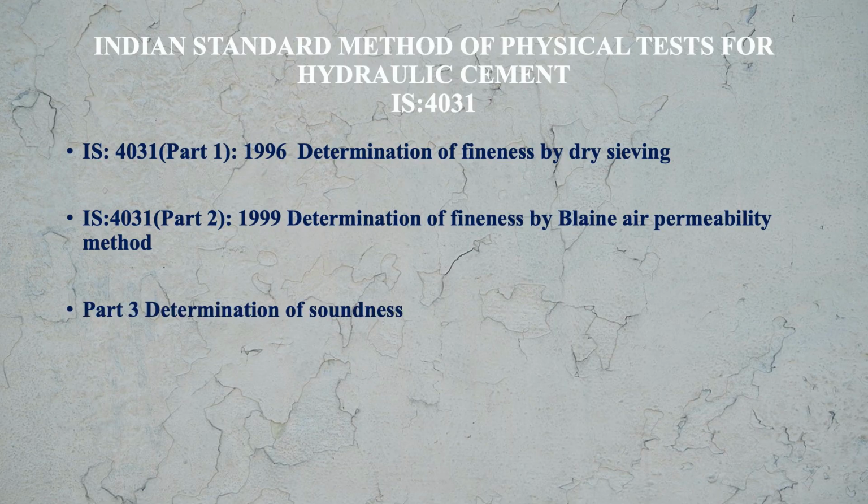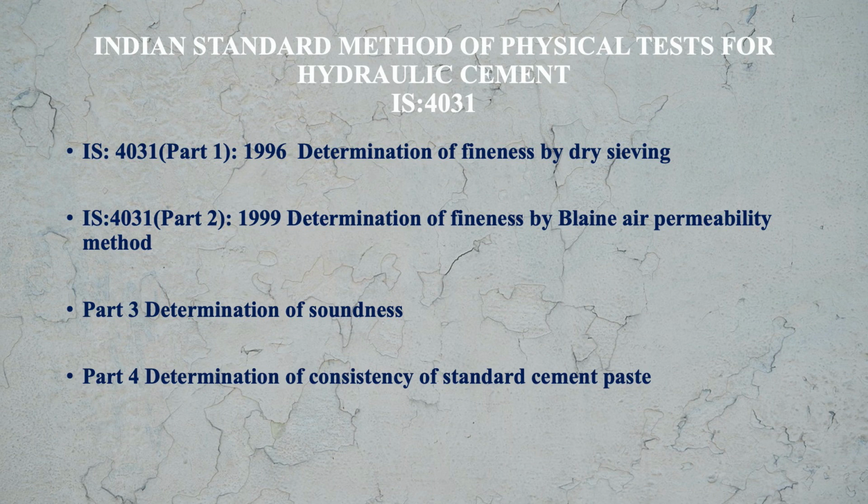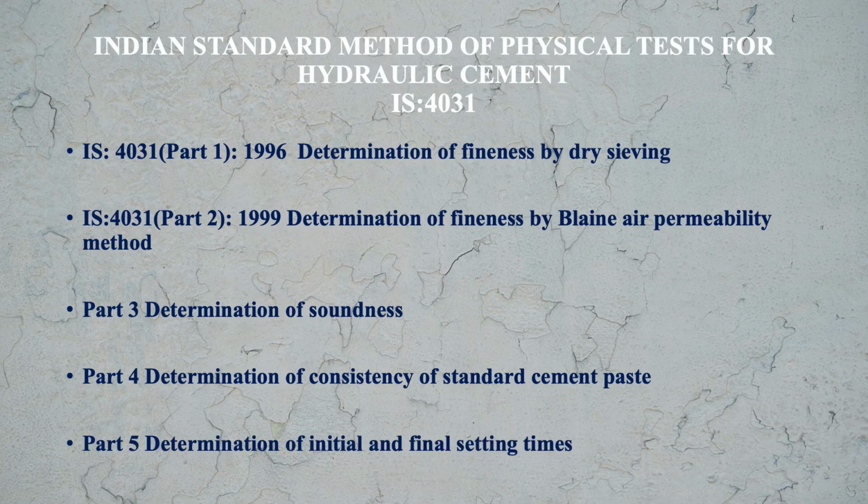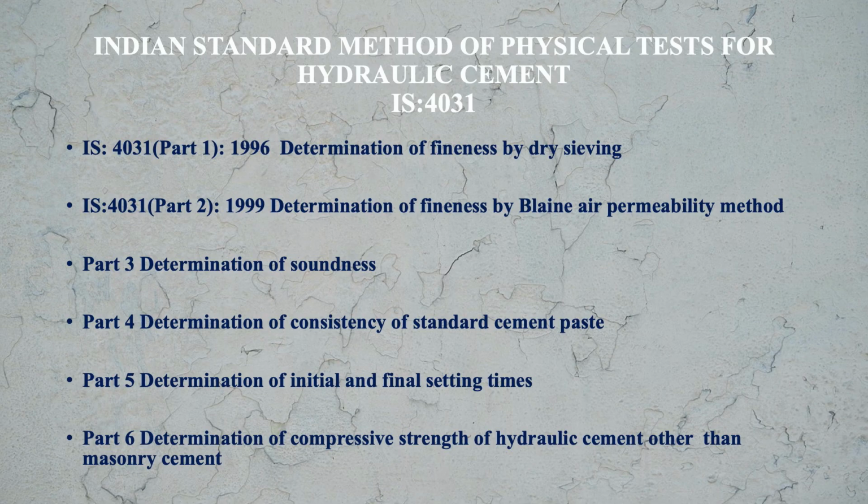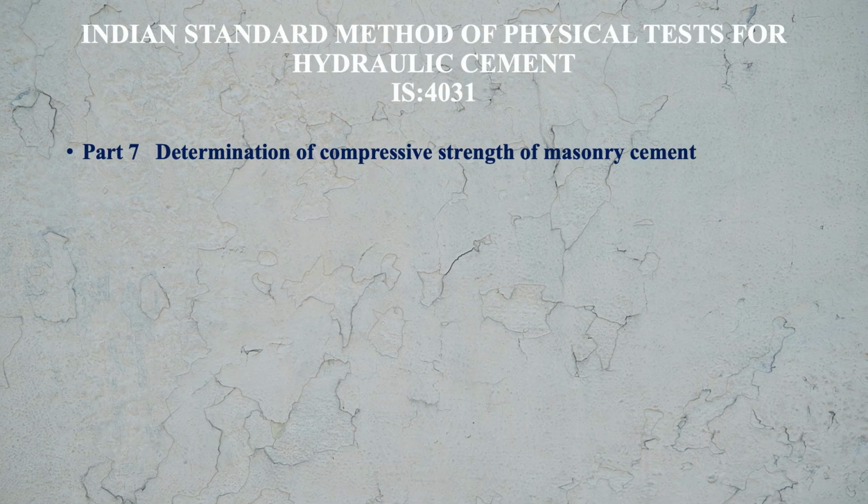Likewise, part 3 of this code deals with the determination of soundness, whereas part 4 of this code deals with the determination of consistency of standard cement paste. Part 5 of this code deals with determination of initial and final setting time, whereas part 6 deals with the determination of compressive strength of hydraulic cement other than masonry cement. Part 7 of this code deals with determination of compressive strength of masonry cement.